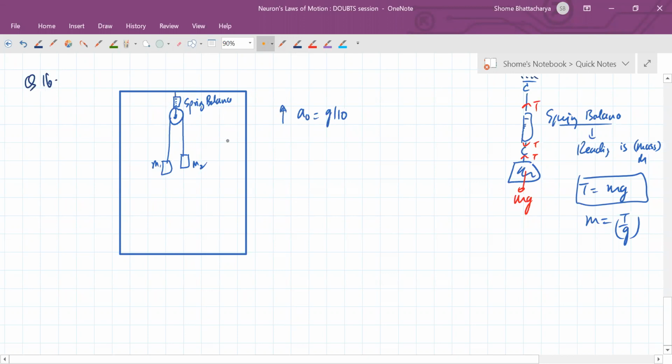The spring balance, Dhruv, you can see in this particular case, the spring balance is attached to the pulley. Okay. And there's a massless pulley. So if the tension here is T, the tension in the spring balance will become how much? It will become 2T.